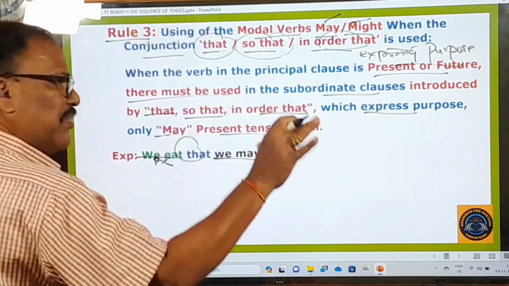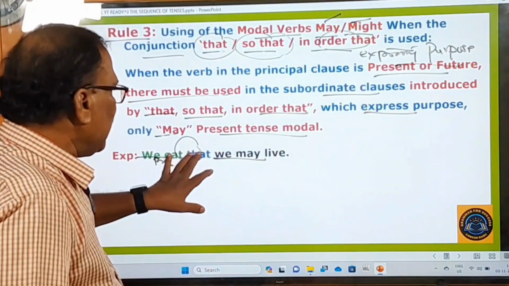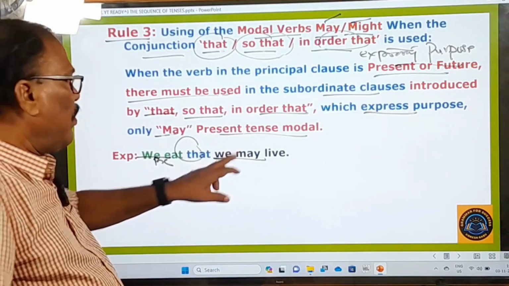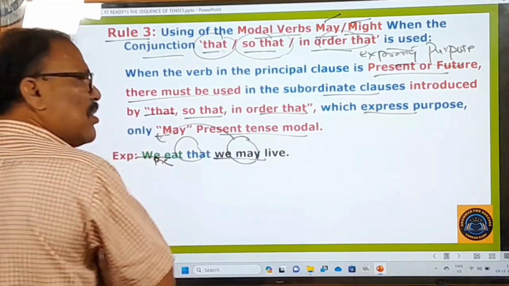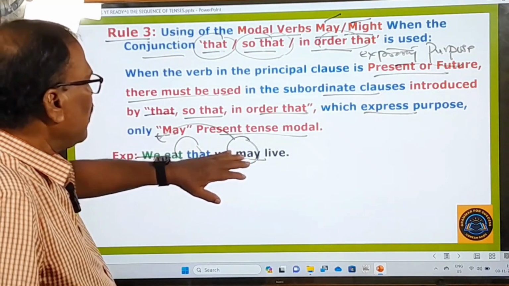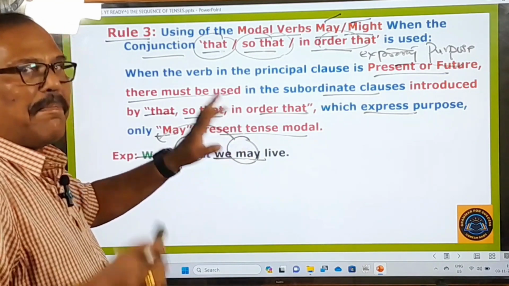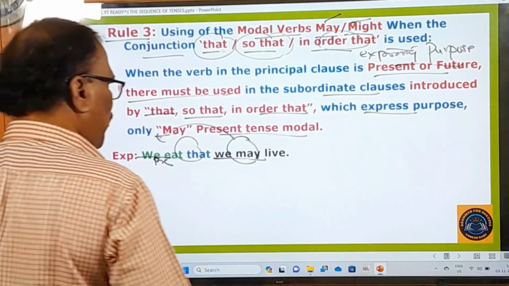That indicates so many things. That's why I have specially mentioned this word here, purpose. When that indicates the purpose, in that purpose-indicating subordinate clause, we must use only may whenever there is present tense in the main clause. When there is present tense in the main clause, in the subordinate clause beginning with that indicating purpose, we must use only may, the present tense modal. And similarly, all examples are like this.